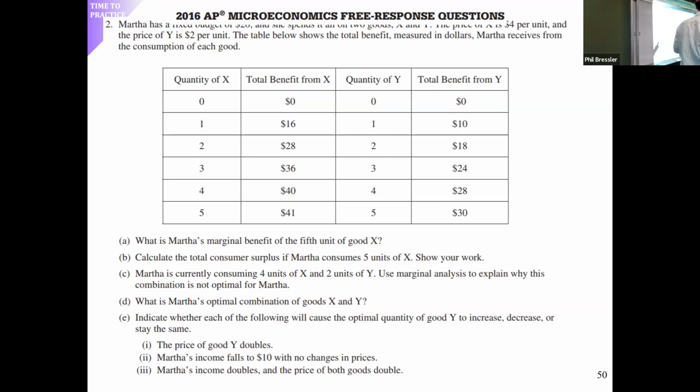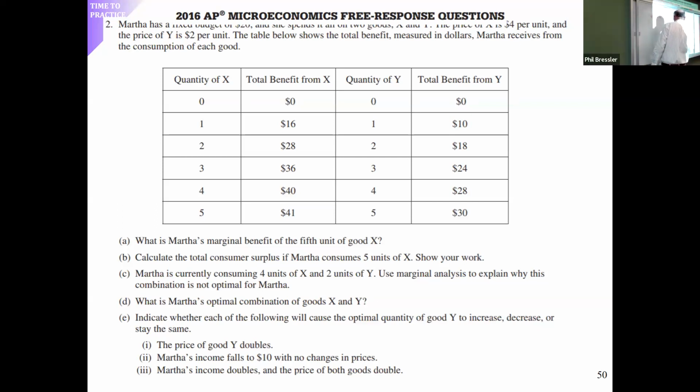Now, you could have done it a different way. Jackson, what is his total benefit for 5 units of good X? $41. How much did he have to pay for 5 units of good X? $20. Probably the easier way to do it. I just want to show you how it breaks down and why 41 minus 20 equals 21.